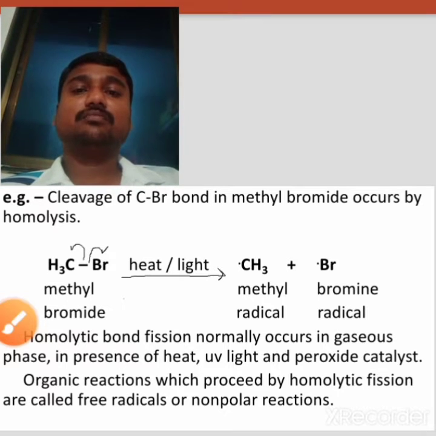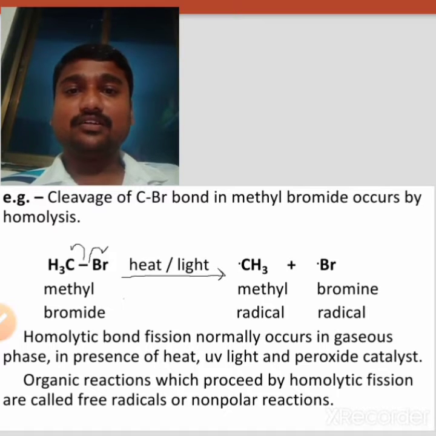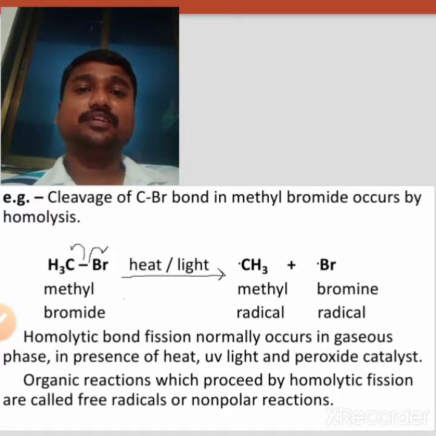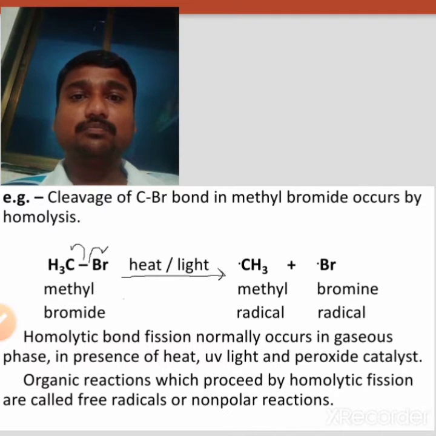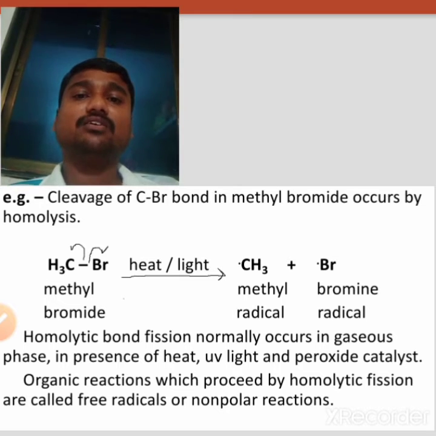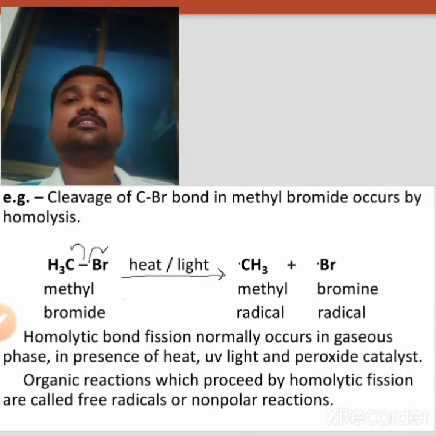Homolytic bond fission normally occurs in gaseous phase or in heat or UV light and peroxide catalyst. Organic reactions which proceed by homolytic fission are called free radical or non-polar reactions.